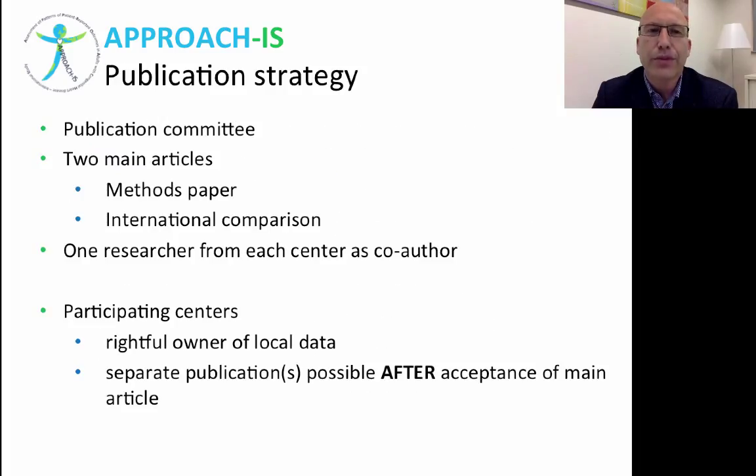Shortly after the start of the project, we developed a publication strategy. Doing so, we first established a publication committee, and in this committee it was decided that we would make 2 main papers from this project. One paper is the methods paper, where we describe the rationale, design and the methods of the study. Second is an international comparison of quality of life worldwide. We agreed that each center could provide one researcher as a co-author on these main publications.